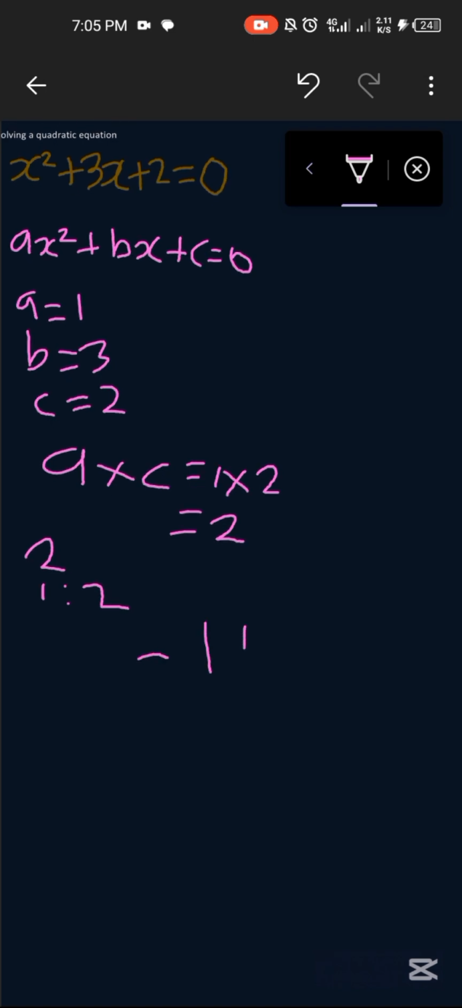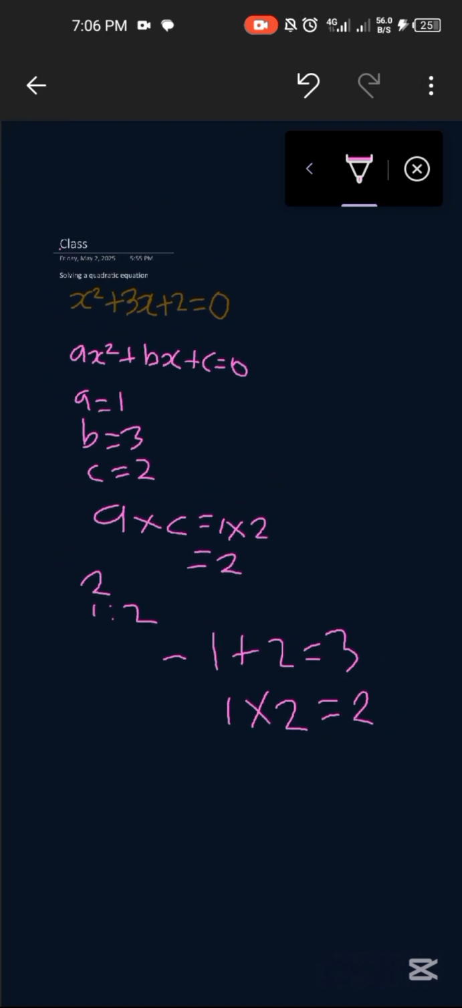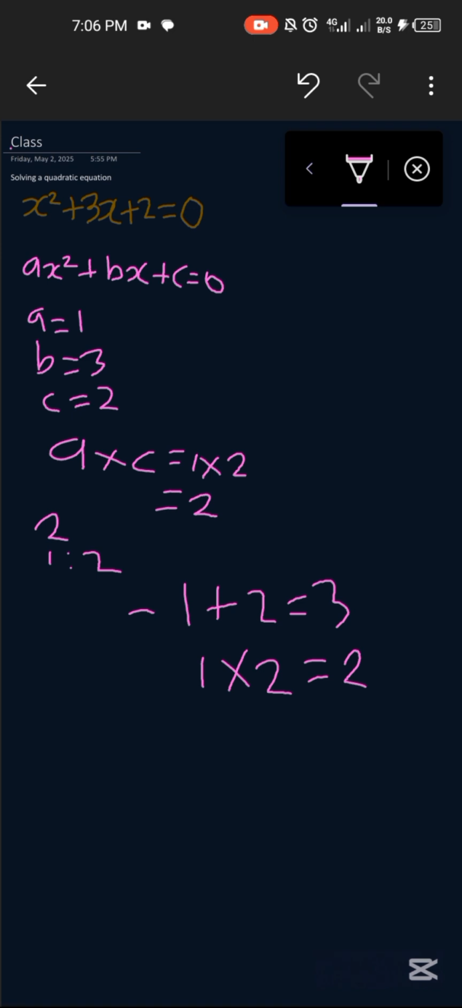1 plus 2, that will give us 3. And when you say 1 times 2, it will give us what? a times c. So basically, you need to make sure that when you multiply those two factors, they give you the value of a times c. Whether it's negative matters, but since in this case it's positive, that's what we have to do. So now, next, what we have to do is just add into our equation.